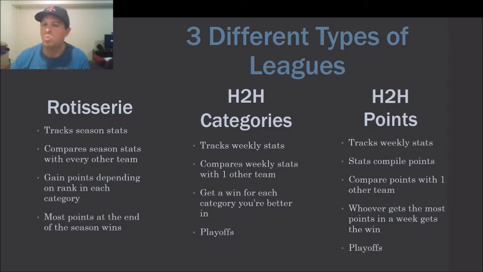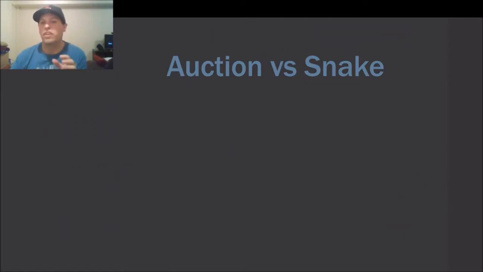And then also in head-to-head points leagues, you typically have playoffs there as well. So similar to head-to-head categories, at the end of the season, the best teams will play in a playoff bracket together. All right, now moving on to how you compile your teams. There are two main different draft types. The first, and it's auction and snake.